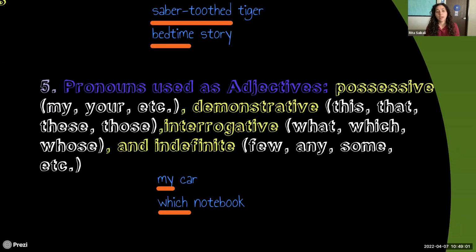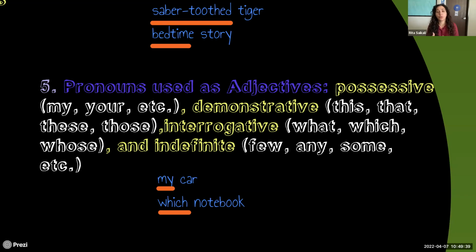All right. And then we have the pronouns that are used as adjectives. Remember in the other lecture that we did a few weeks ago, or if you're watching the video, the video right before this one in the series, we talked about possessive adjectives. They show that something belongs to you. My car describes the kind of car it is. So whose car is it? It's my car. Okay. Which notebook?